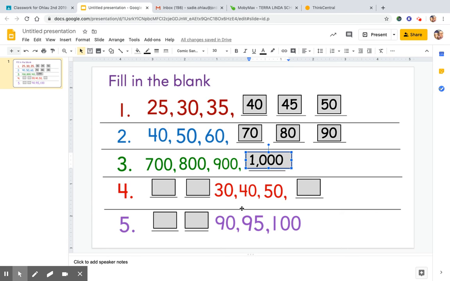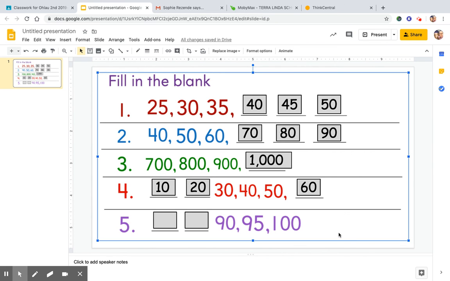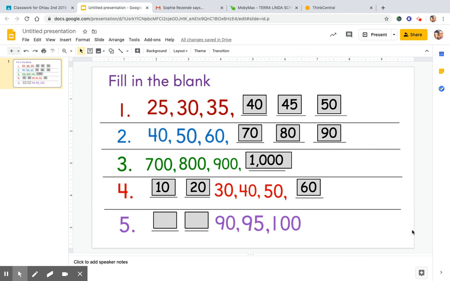Now you will see some problems on your assignment where the very first numbers are blank and you have to figure out what comes before these numbers. An easy way to do that is to count backwards. Now we have 30, 40, 50. We know we're skip counting by tens. So after 50, we have 60. But if we're counting backwards, then what is 30 take away 10? If I go backwards, that would be 20. And if I go backwards 10 more, that will be 10.